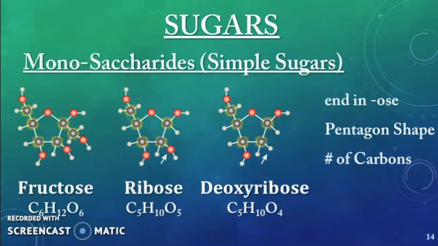Remember, oxygens are red, so we have an OH on that bottom right corner, where deoxyribose does not have that oxygen. And if we look at the word deoxy, de means to take away or lost, and then oxy, oxygen, ribose. So we have a ribose without an oxygen. If we look at their formulas, ribose is C5H10O5 and deoxyribose is C5H10O4.